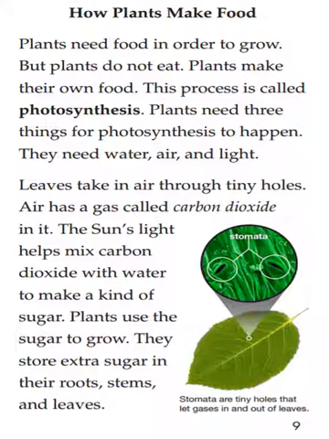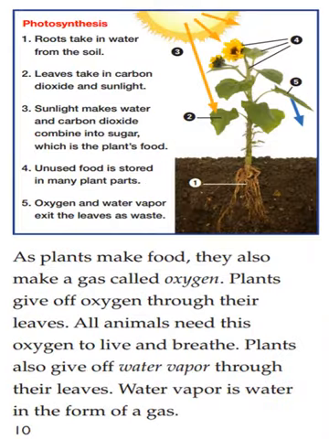Leaves take in air through tiny holes. Air has a gas called carbon dioxide in it. The sun's light helps mix carbon dioxide with water to make a kind of sugar. Plants use the sugar to grow. They store extra sugar in their roots, stems, and leaves.